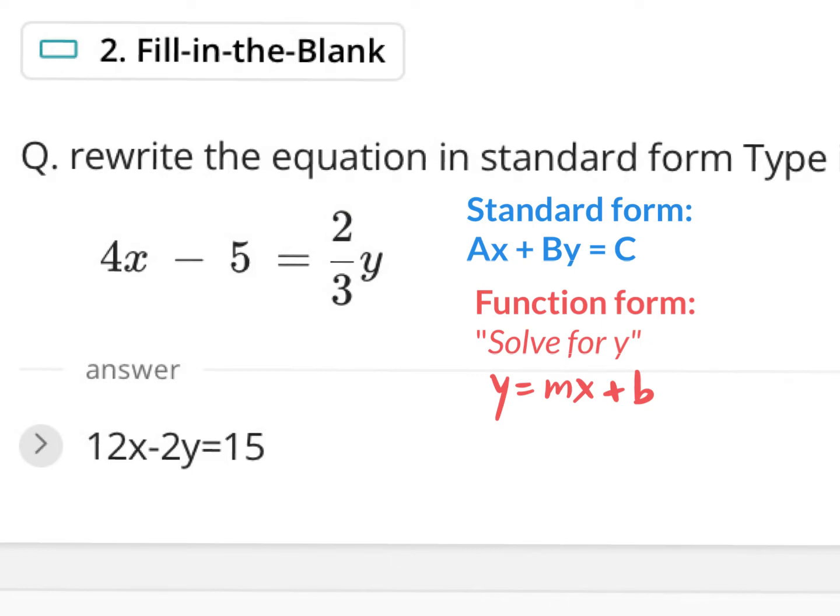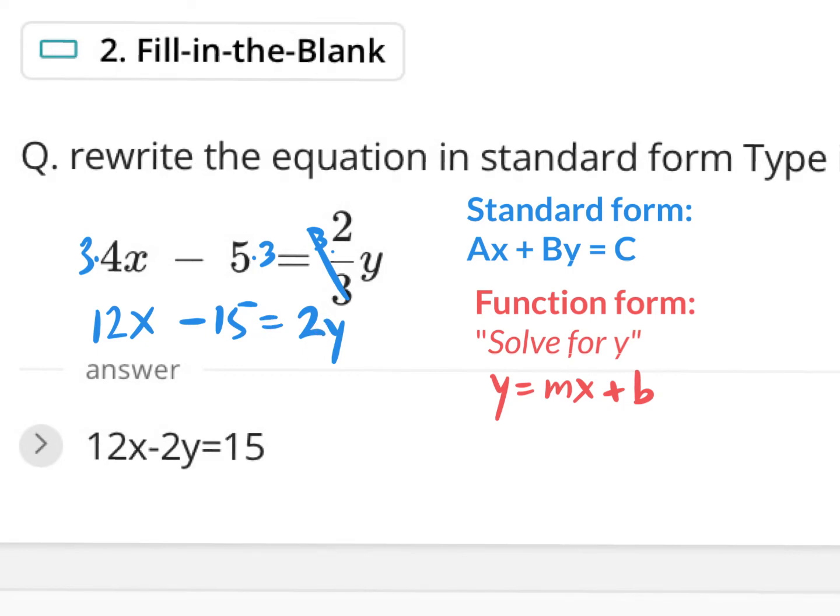Let's get rid of that fraction by multiplying everything by the denominator of that fraction that we want to get rid of. Everything by that denominator 3. So what do I have now? I have a 12x minus 15 equals, those 3's cancel, 2y. Okay, so let's take a look at this. We have the x, we have the constant value, and we have the y with the equal sign right here.